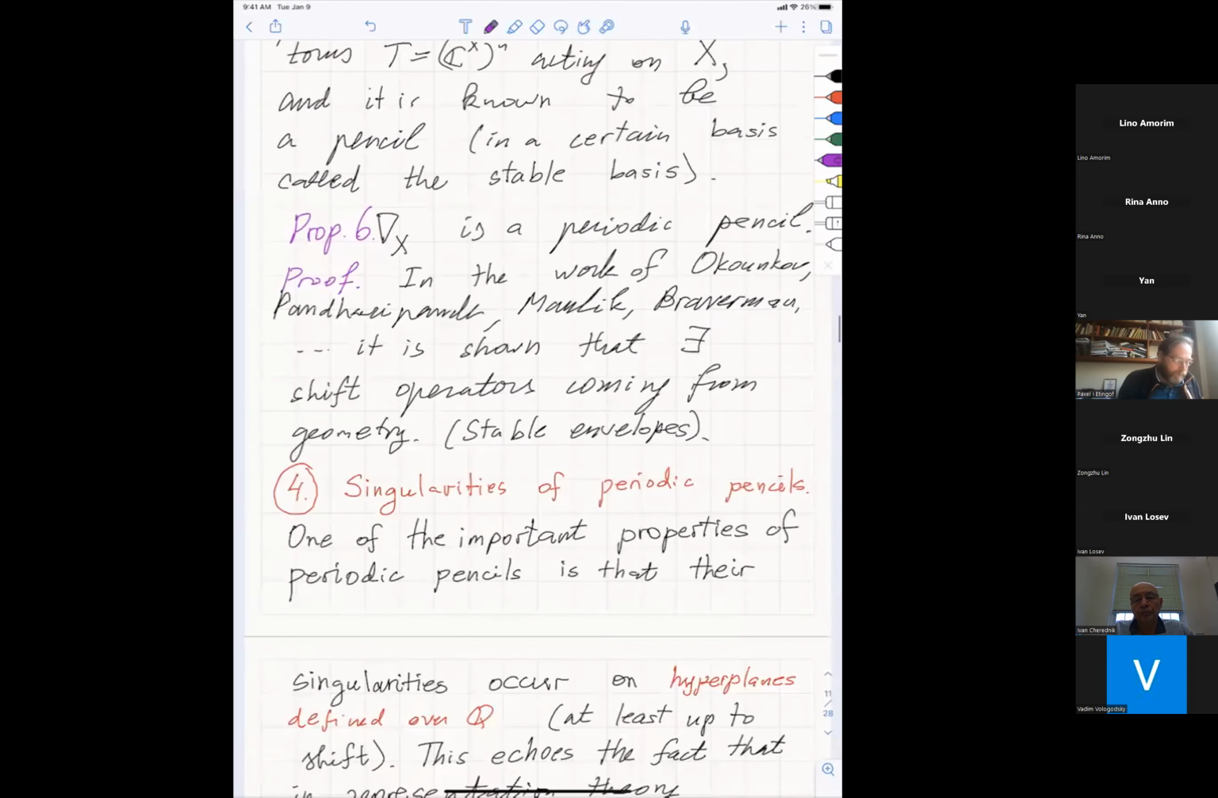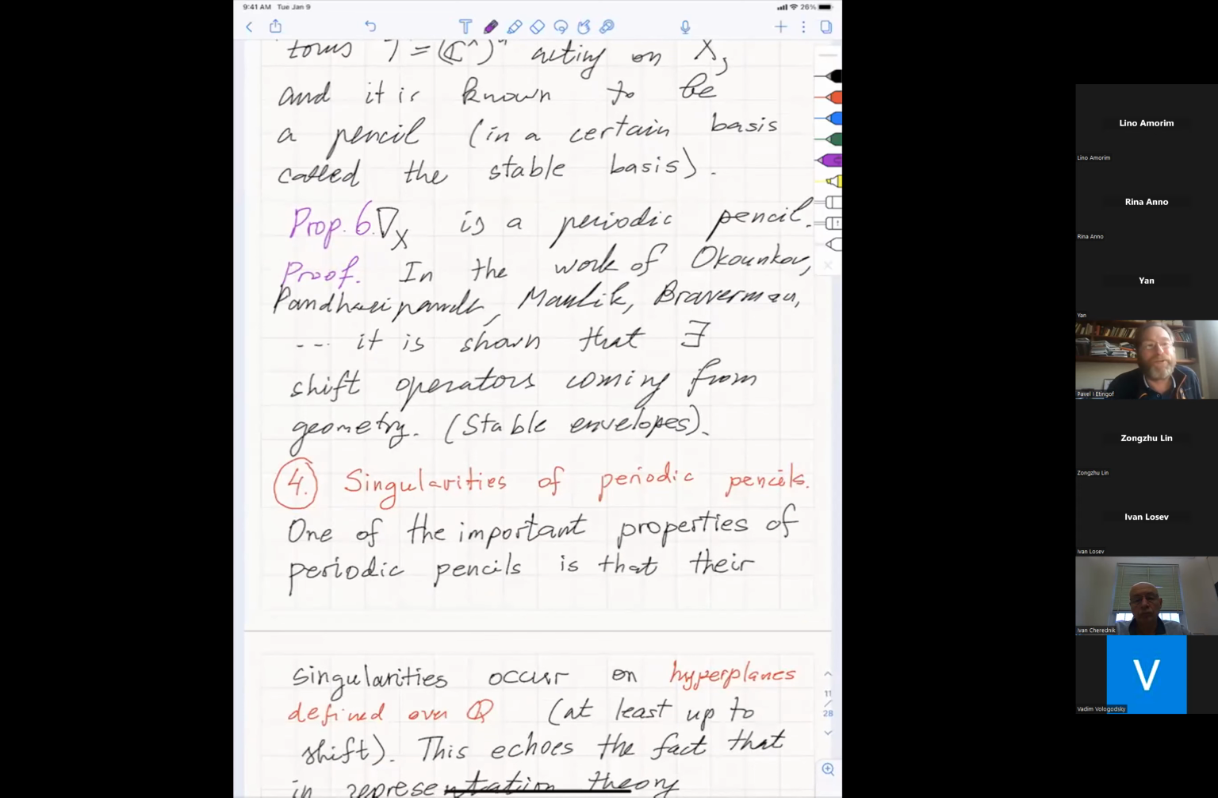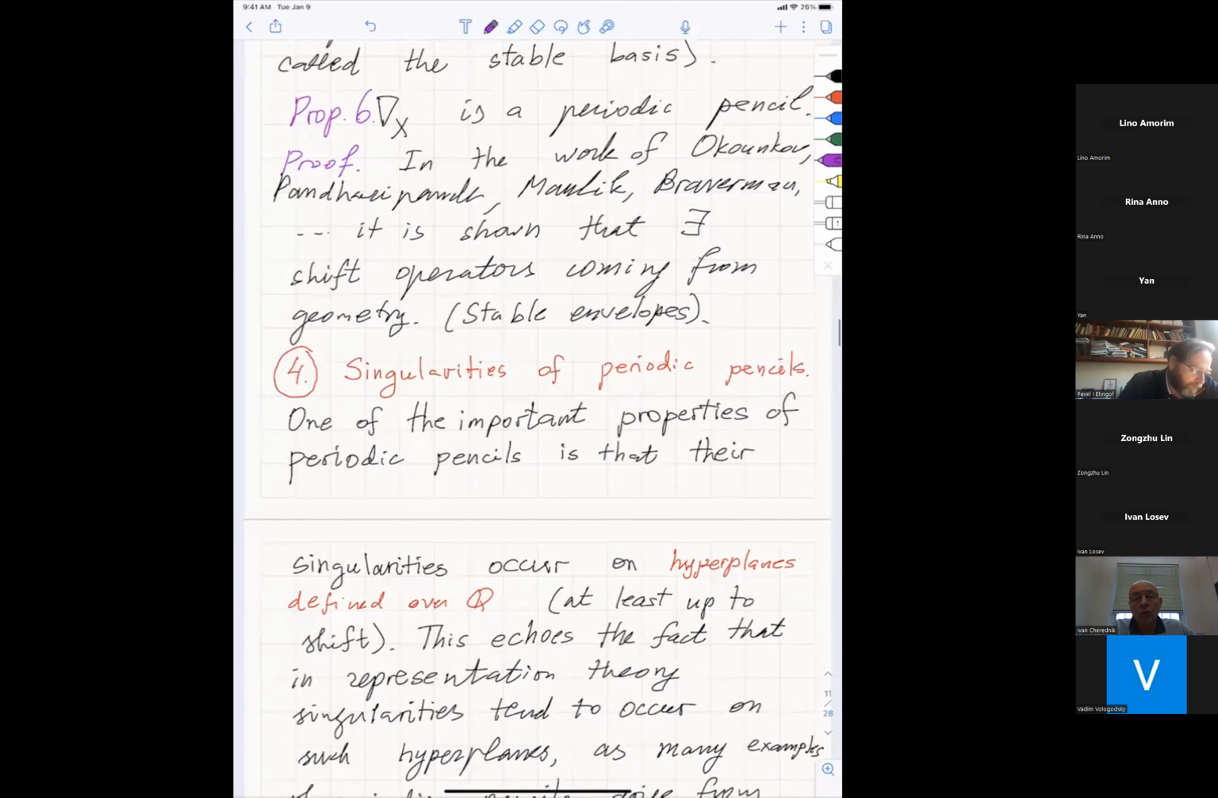Okay, but now I start to explain why it is interesting to consider periodic pencils. And so one interesting property of these pencils is that they have very restricted conditions on singularities. So one important property is that their singularities can only occur on hyperplanes in the space of S parameters. And moreover, on hyperplanes which are defined over Q, at least up to shift by a constant vector.